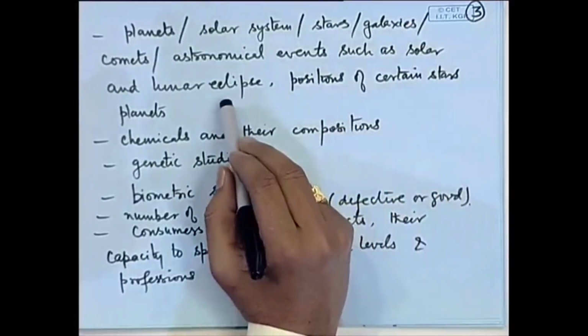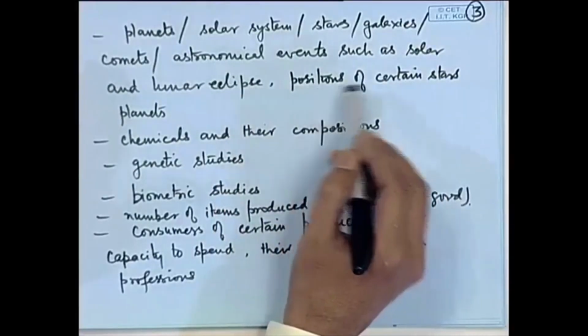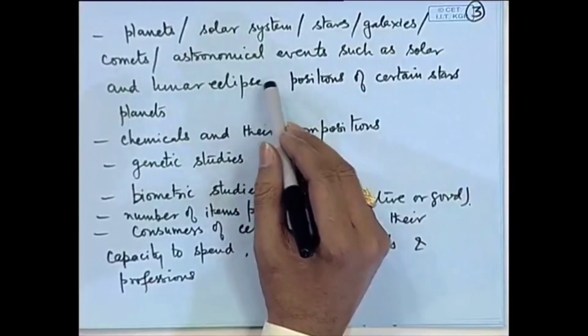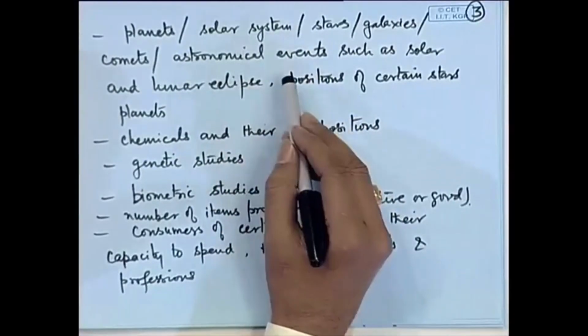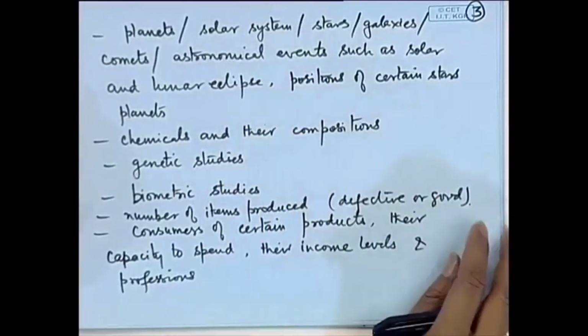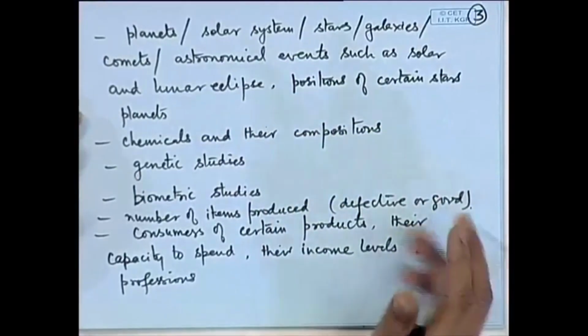Events such as solar or lunar eclipse, position of certain stars and planets, etc. The data on all these things are extremely useful to the cosmologists. Physicists also use the data in other disciplines such as movement, the number of, say, electrons or neutrons or various protons, and also they are using it in various metallurgical studies, the composition.